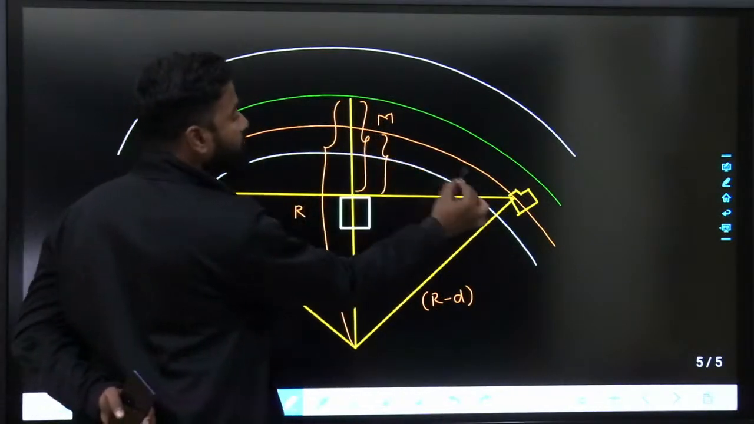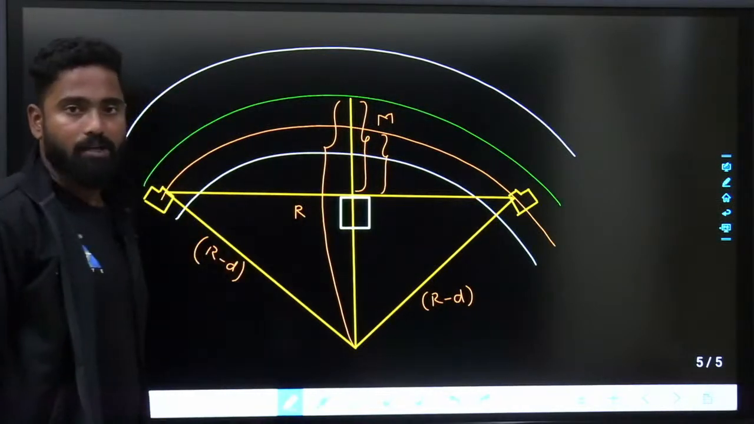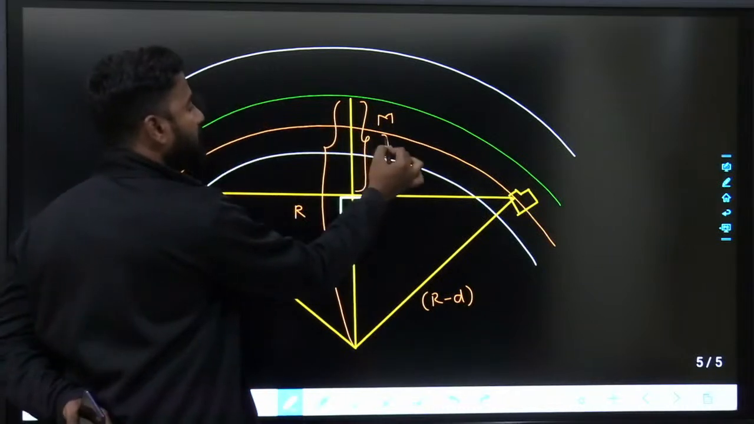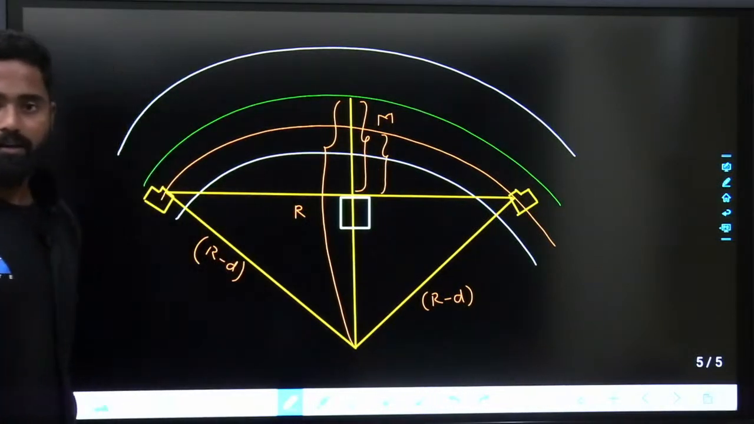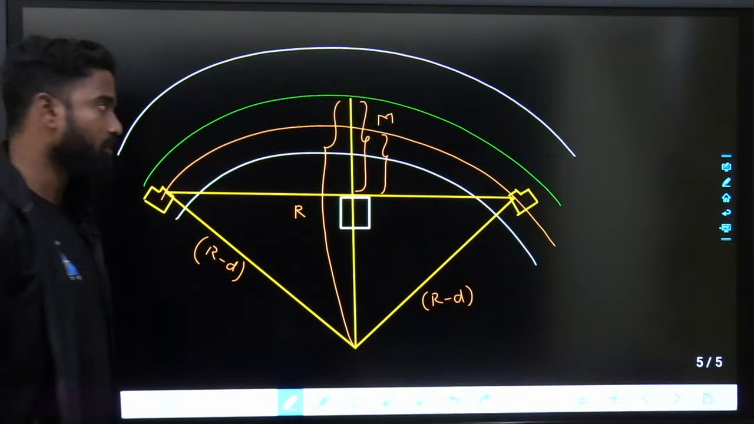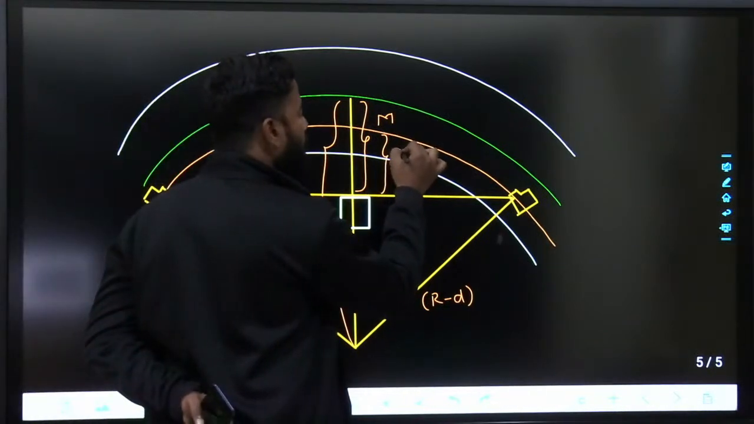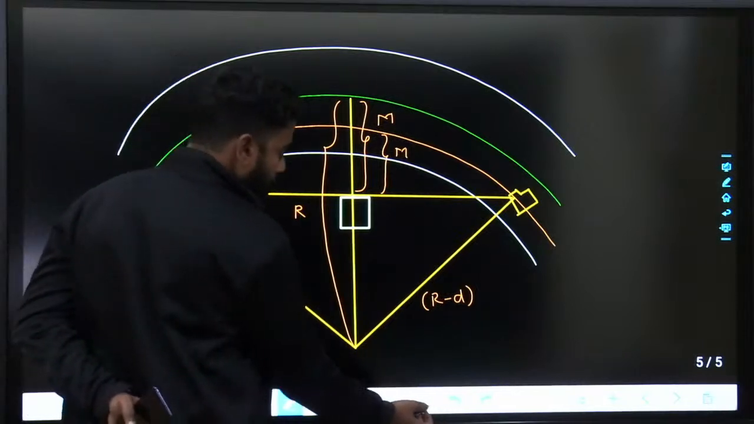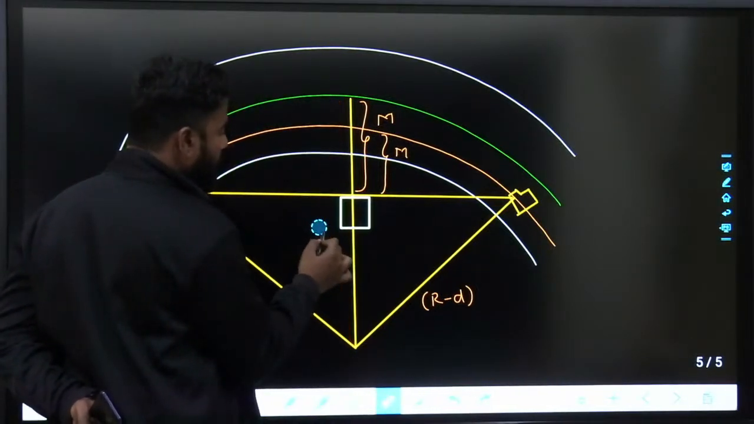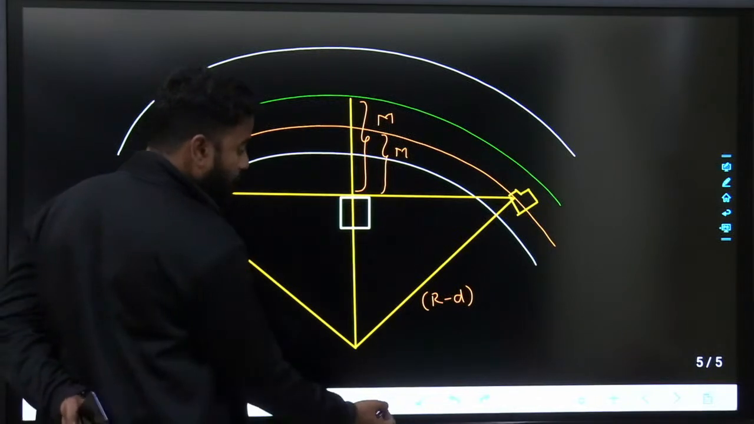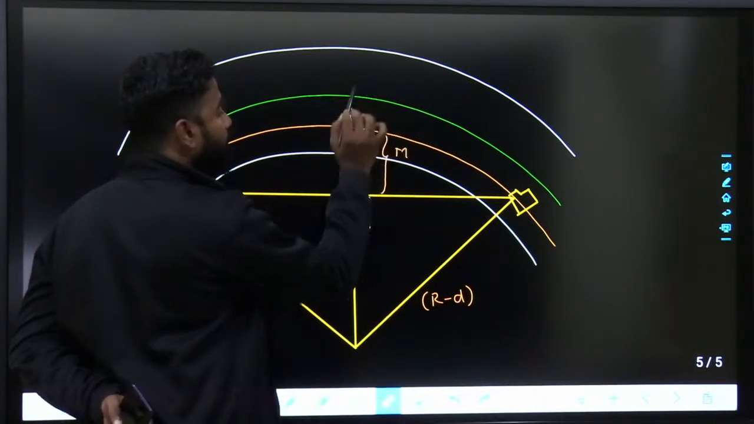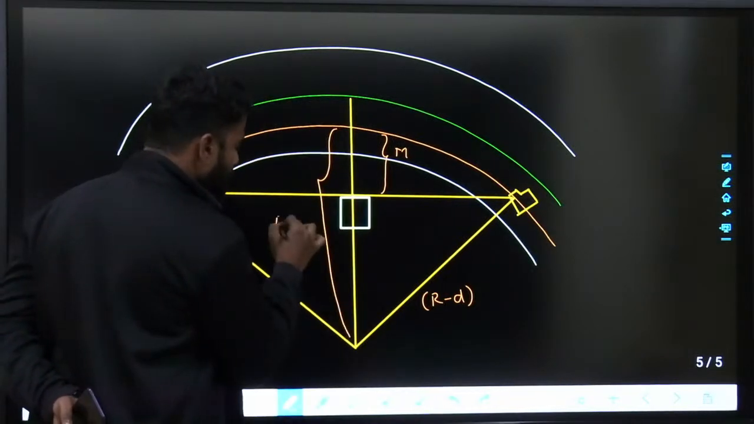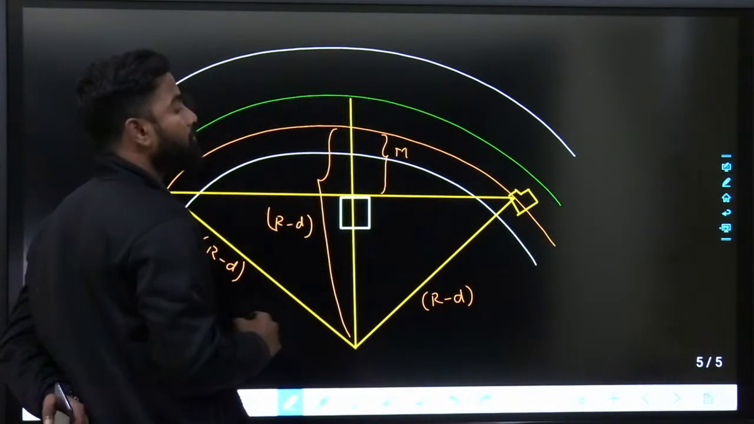That means from this lane, if they ask setback distance, they are not asking from here, they are asking from here, from the center line of inner lane. If they are asking setback distance from here, then this would be your M. For finding out this M, R is calculated as R minus D, if at all the question mentions it. You will consider it from here.